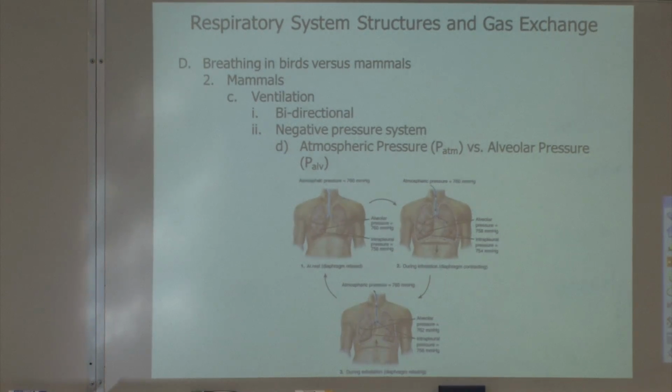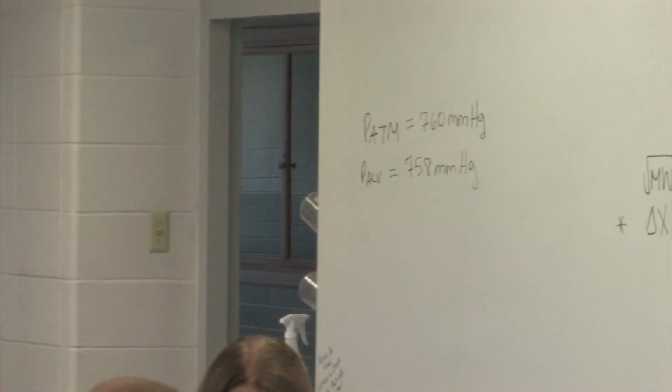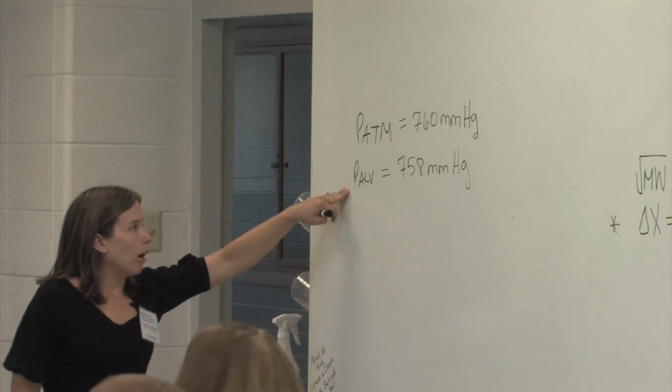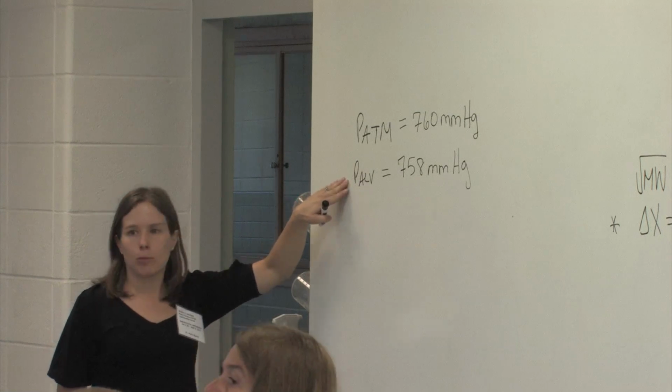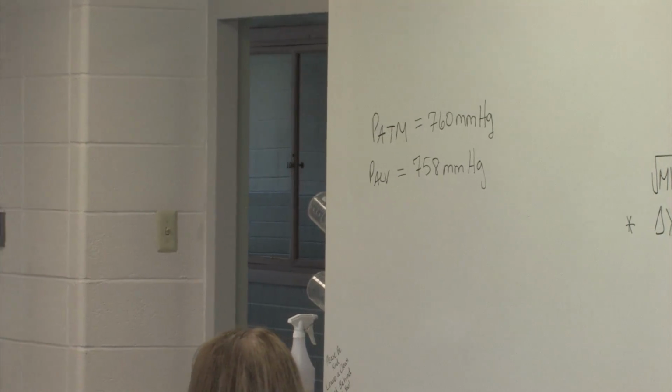About atmospheric pressure versus alveolar pressure. Sure. So atmospheric pressure, PATM, is about 760 millimeters of mercury at sea level. As you rise to higher altitudes, the atmospheric pressure drops. Millimeters of mercury is just the unit of measurement for pressure. So we need to get alveolar pressure just below atmospheric pressure for inhalation to happen.